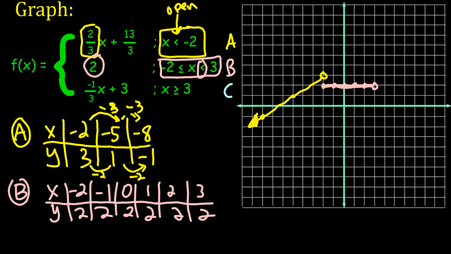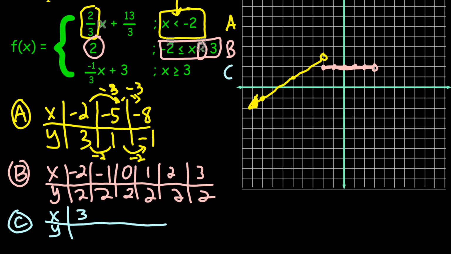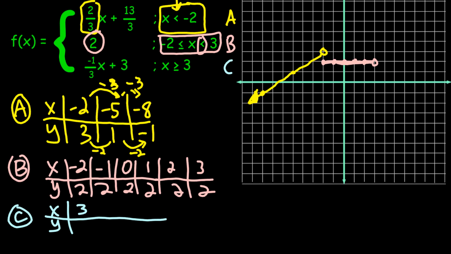Do that one in light blue. X, Y. And we need to pick x values 3 and above. So I'm going to put in 3. And I'll move down just a little bit. And I put in 3. I do 3 times -1/3. That's -1, plus 3 is 2. Come on. There we go.